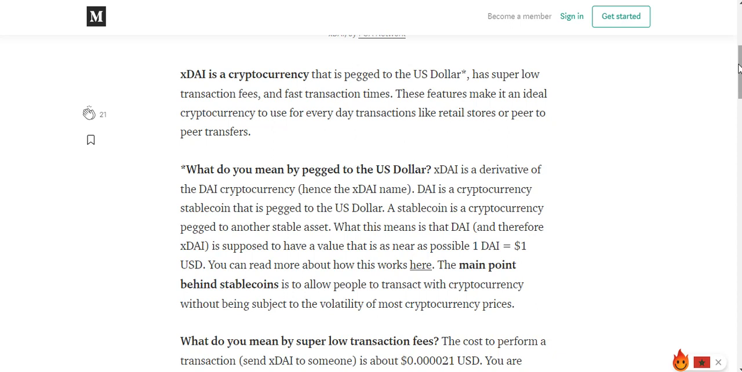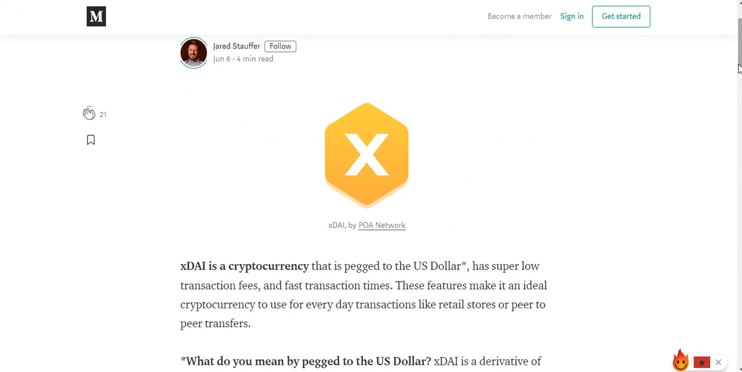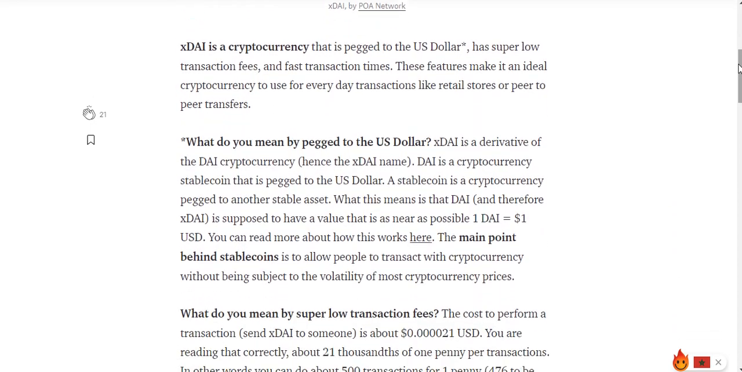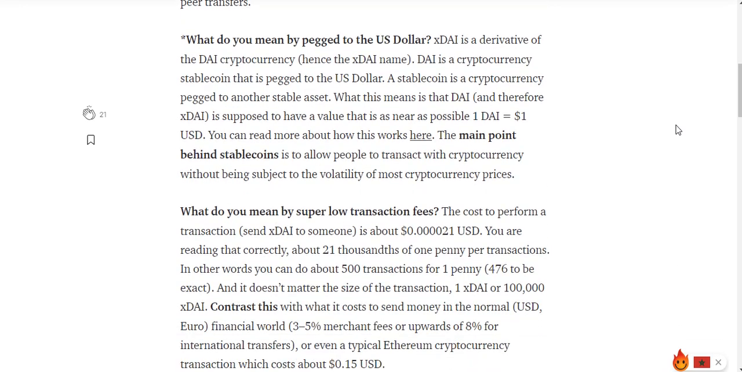Goes on to state, xDai is a cryptocurrency that is pegged to the US dollar, has super low transaction fees, and fast transaction times. These features make it an ideal cryptocurrency to use for everyday transactions, like retail stores or peer-to-peer transfers. What do you mean by pegged to the US dollar? Well, they go on to state the xDai is a derivative of the DAI cryptocurrency, hence the xDai name. DAI is a cryptocurrency stablecoin that is pegged to the US dollar.